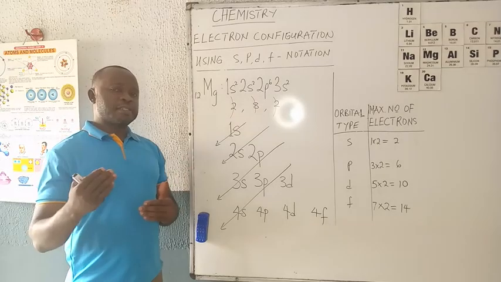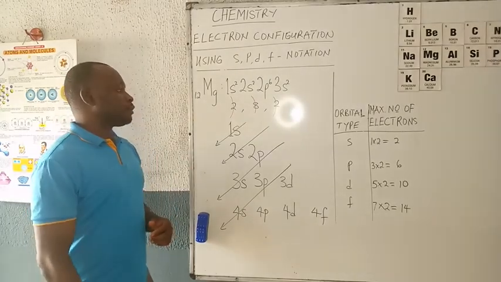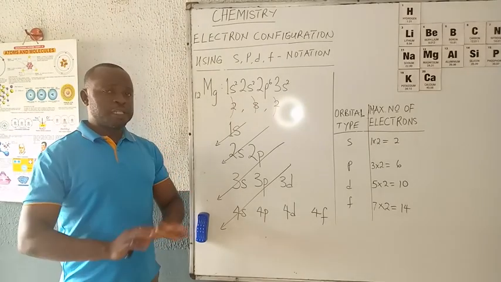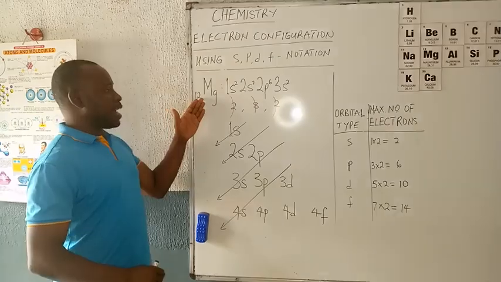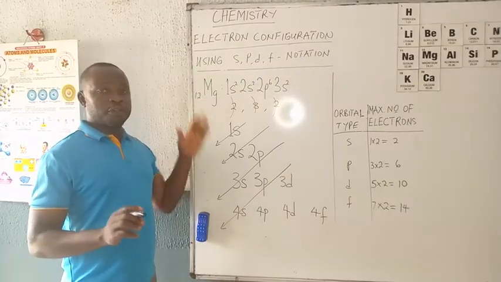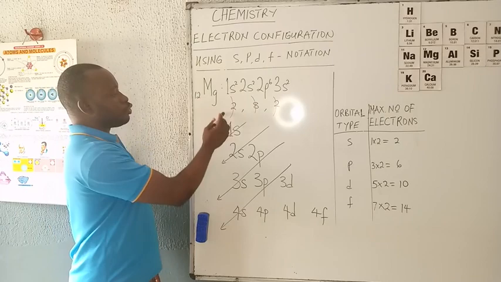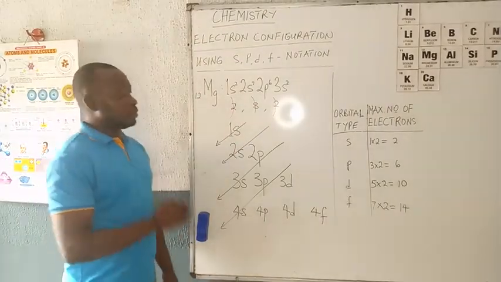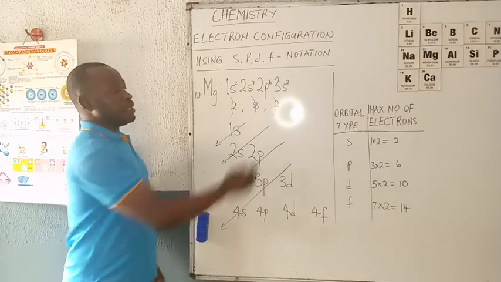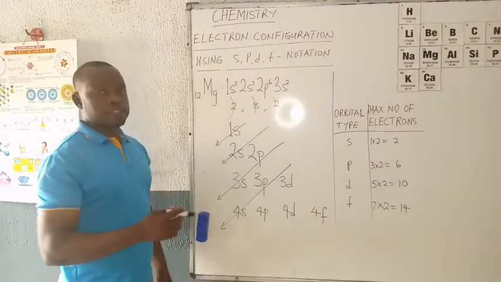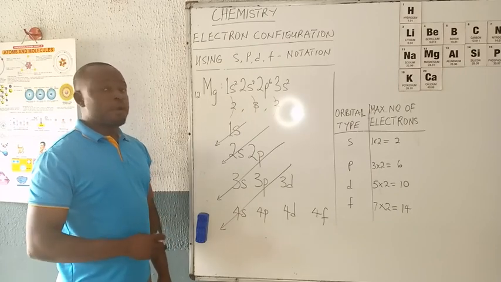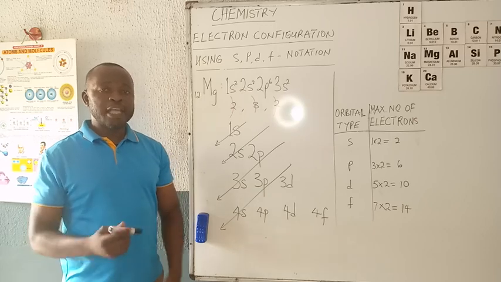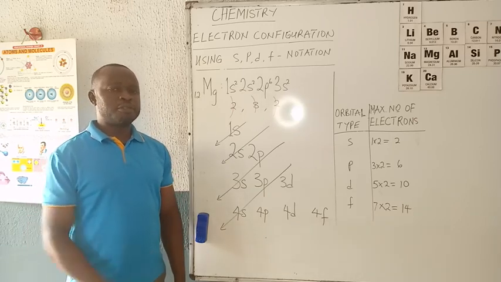In our previous classes, we were taught how to write the electron configuration of an atom of an element using the simplest method. For example, magnesium, its electron configuration using the simplest method is 2, 8, 2. That is 2 electrons in the first shell, 8 electrons in the second shell, and then 2 electrons in the last shell, which is the third shell. However, what if you are asked to write the electron configuration of magnesium using the SPD notation? How are you going to do it?